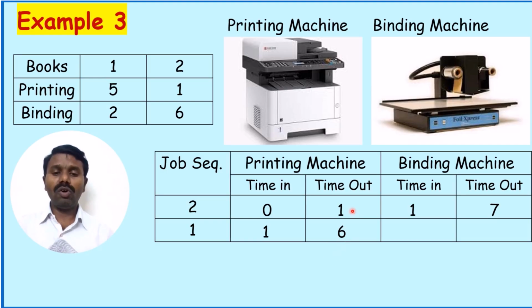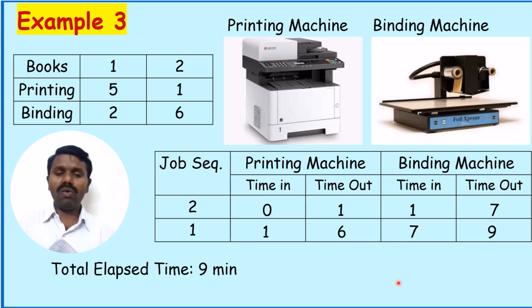Even though within 6 minutes it completes its task, it needs to wait for 1 minute, and only after 7 minutes the binding machine will be free. Then after 7 minutes the book 1 will be given for binding. It will take only 2 minutes to complete, so 7 plus 2, 9 minutes. Now according to this table, the total elapsed time for completing these two books in the sequence 2 1 is 9 minutes.